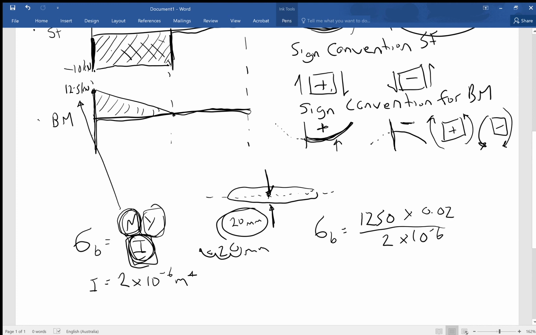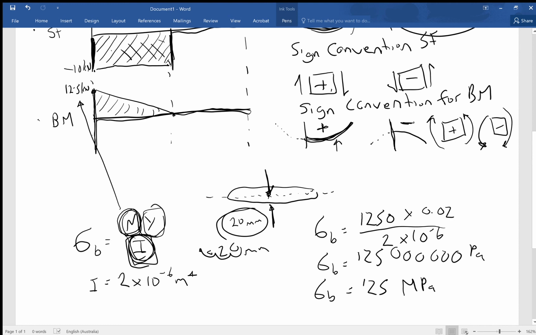And when you do all your working out, you end up with a really big value if you're expressing it in pascals. We're going to express it in megapascals. We'll write it in pascals first. You end up with 125 million pascals, which is 125 megapascals. And that is the answer to the question.